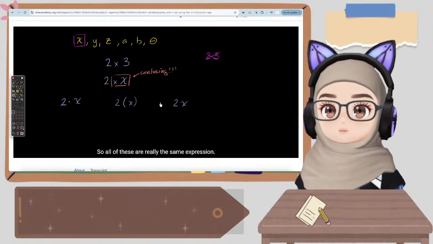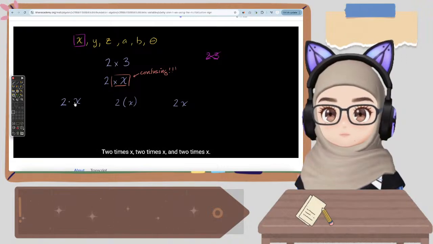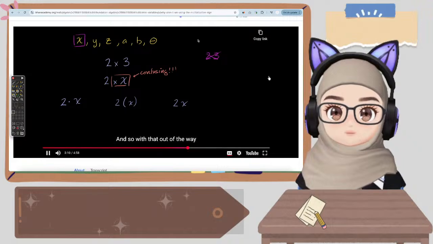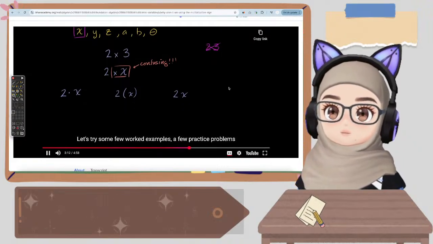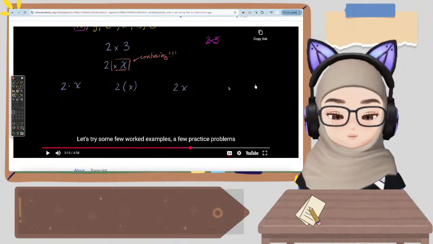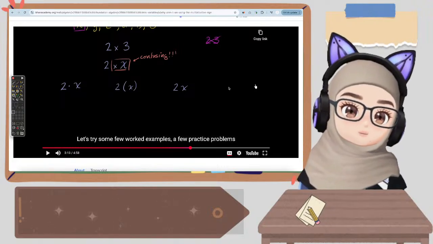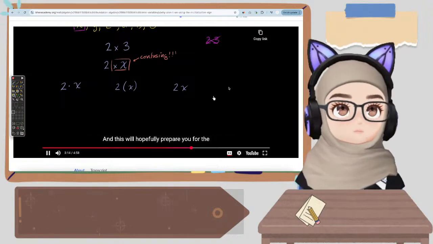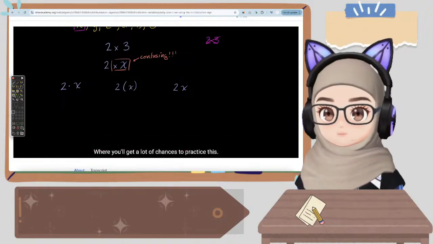So all of these are really the same expression. 2 times x, 2 times x, and 2 times x. And so with that out of the way, let's try a few worked examples, a few practice problems. Oh, so the star was not an option. I will give it to you, kids. The star is an option if you feel like it. And this will hopefully prepare you for the next exercise where you get a lot of chance to practice this.